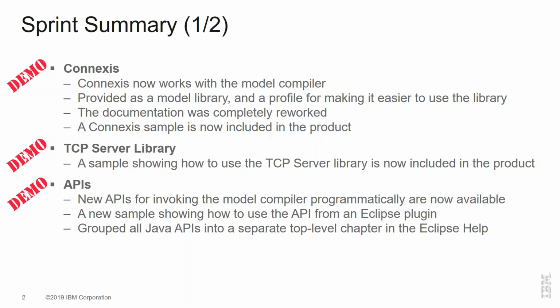The TCP server library, here we have also added a sample in the product to make it easier to start using it. And then when it comes to APIs, we have done some work to extend our APIs so that now you can also invoke the model compiler programmatically. And there is a new sample also in the tool to show how you can do this from an Eclipse plugin. And as part of this, we also decided to do a small restructuring in our documentation so that all Java API related chapters are now grouped in a separate top-level chapter.